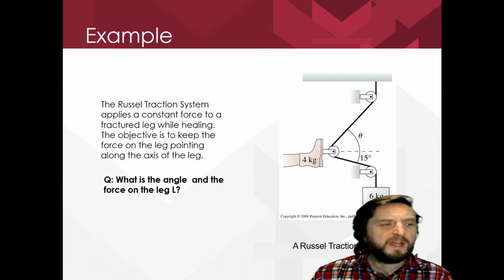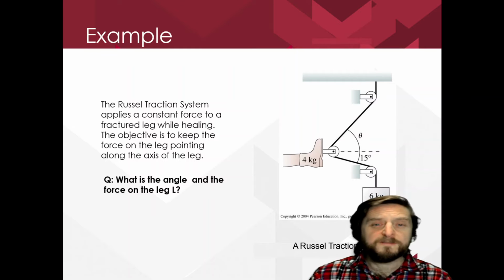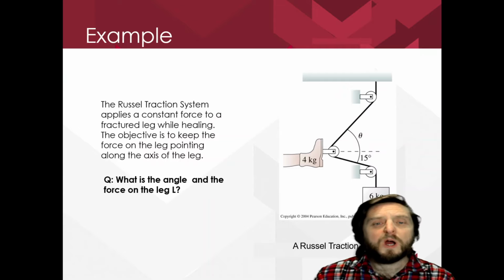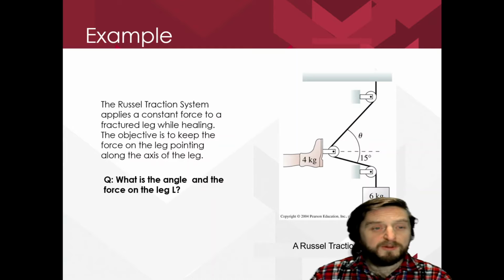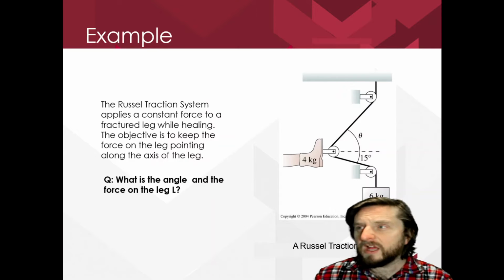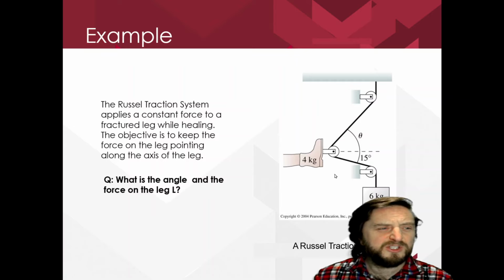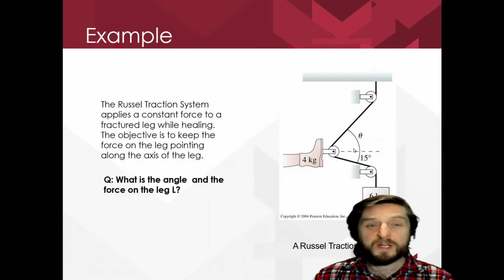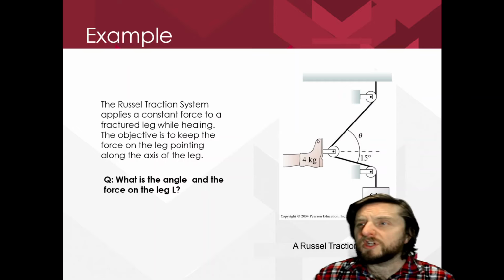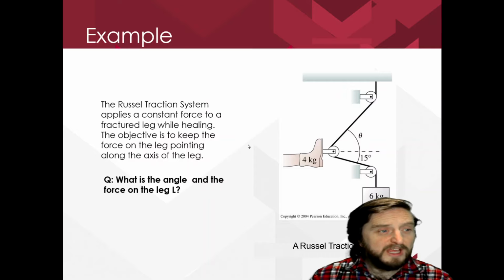So the way they get around this is by applying a constant force to your limb whilst the bone heals, to prevent the bone, or to keep the bone straight and healing in a clean way. There are actually lots of different setups for this. This is one particular one called the Russell traction system, but they all have pretty much the same idea. They use a system of weights and pulleys to apply a force to the leg. So in this particular one, this applies a constant force to the fractured leg while healing, and the objective is to keep the force on the leg pointing along the axis of the leg.